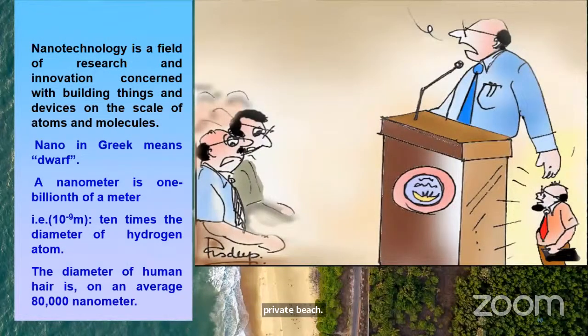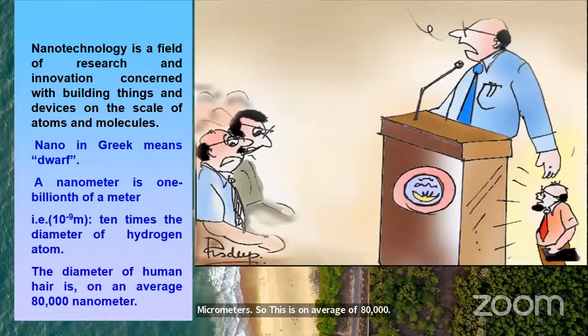Now, nanotechnology is a field of research and innovation concerned with building things and devices on the scale of atoms and molecules. To give an idea, nano means dwarf; it's derived from Greek. One nanometer is one billionth of a meter, that is 10 to the power minus 9 meter. So it is 10 times the diameter of a hydrogen atom. Then you have the diameter of human hair, which I said is around 100 micrometers. On average, it is 80,000 nanometers.